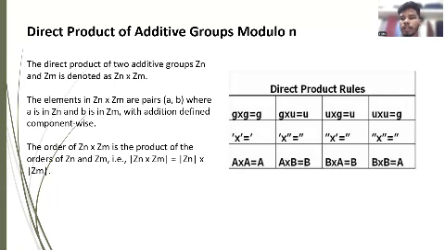So the direct product rules will be G cross G equals G, G cross U equals U cross G equals U cross U equals G, and A cross A equals A cross B equals B cross A equals B, and B cross B equals A. So this is the direct product of the additive group modulo n.